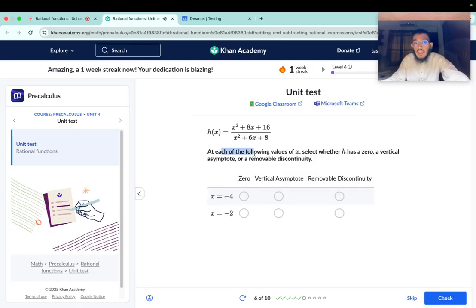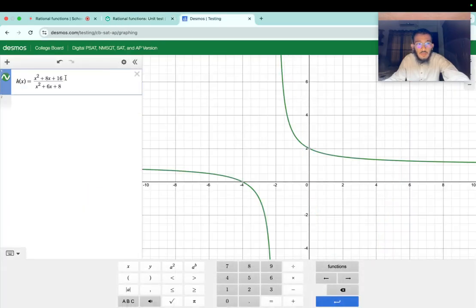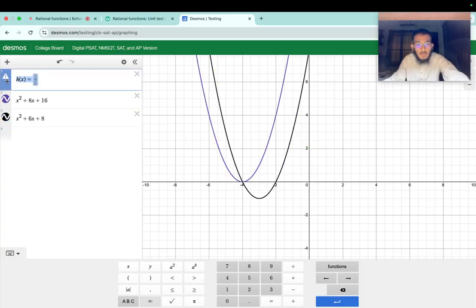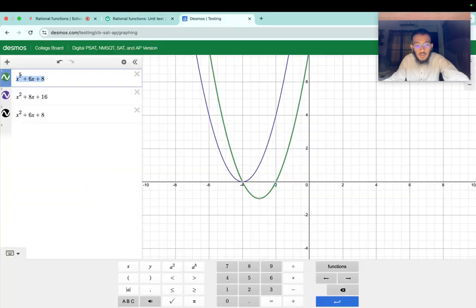There we go. At each of the following values of x, select whether h has a 0, a vertical asymptote, or a removable discontinuity. In order to do so, we must factorize both the numerator and the denominator. Okay, so this is what we're going to do. We're going to factorize the numerator here and the denominator here. You have the original equation, so I'll keep that one intact as well here.